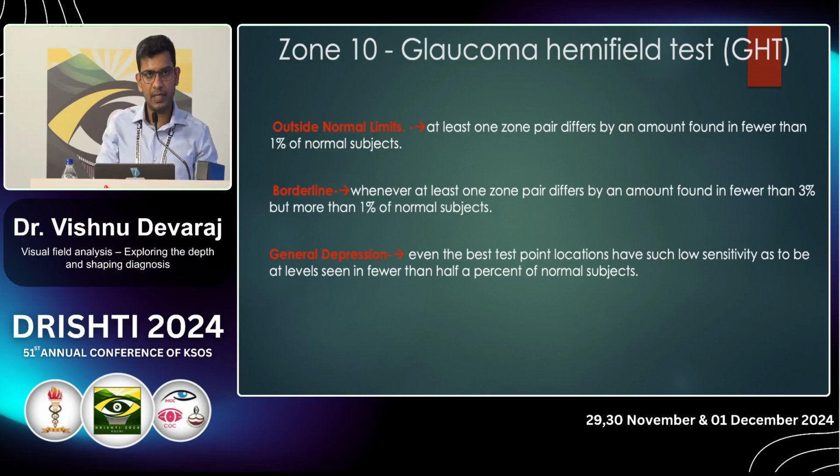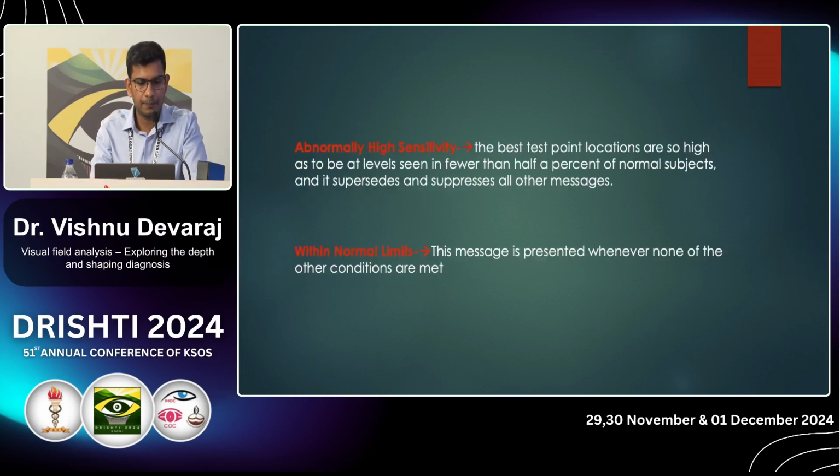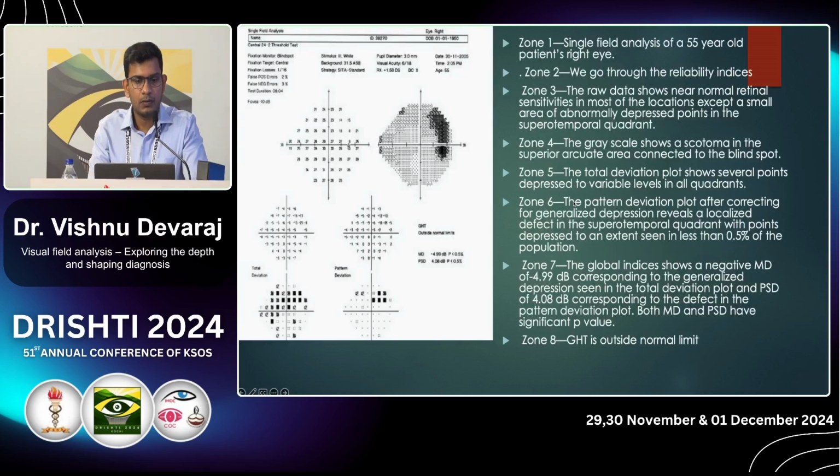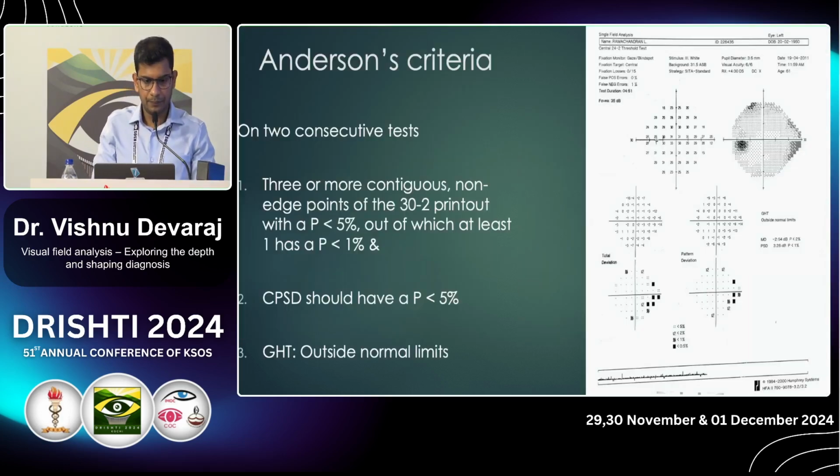Generalized depression means even the best test points have low sensitivity, seen in fewer than 0.5% of normal subjects. And abnormally high sensitivity means the best test point location is so high that it is seen in fewer than 0.5% of normal subjects. And we diagnose using Anderson's criteria.